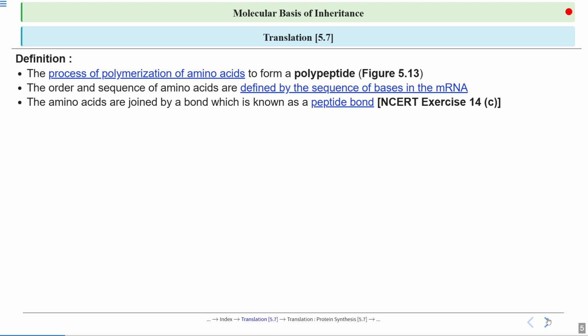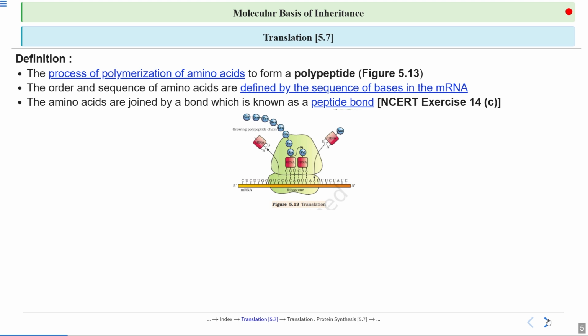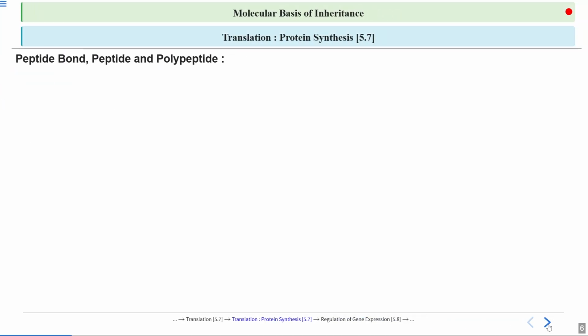This process of polymerization of amino acids to form a polypeptide, this figure is showing what? It's showing translation. We are going to understand each and every component taking part in this whole translation, but that you will understand after a few slides. Now first we will talk about the peptide bond, peptide and polypeptide.